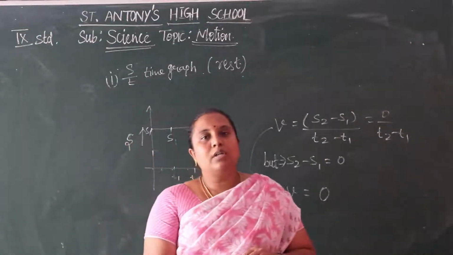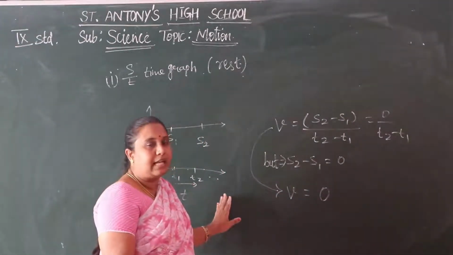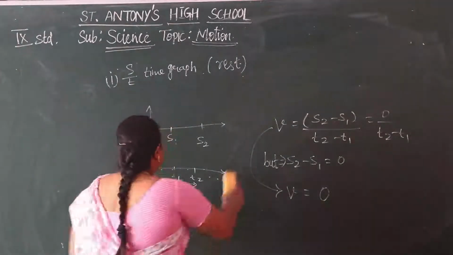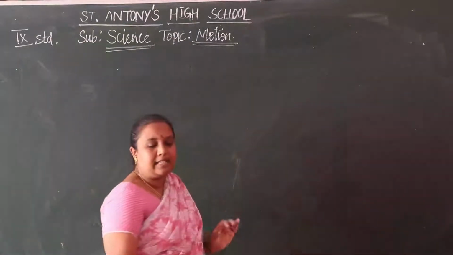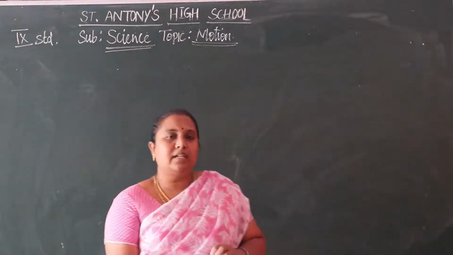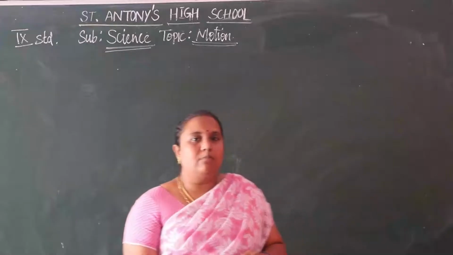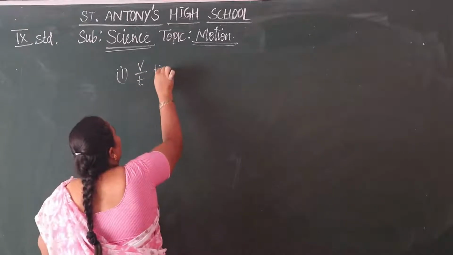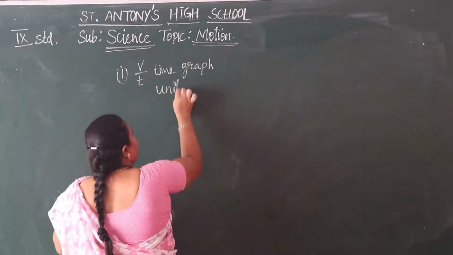Then we move on to the velocity-time graph. Till now it was the position-time graph. Now let us move on to the velocity-time graph. In the velocity-time graph also, t should be taken on the x-axis and velocity v on the y-axis. First let us see the v-t graph for uniform motion.